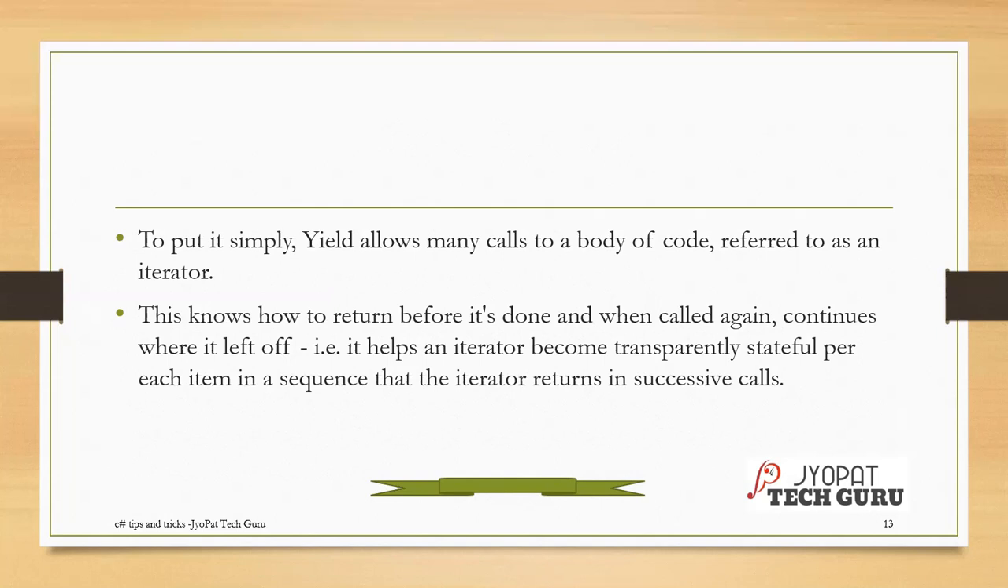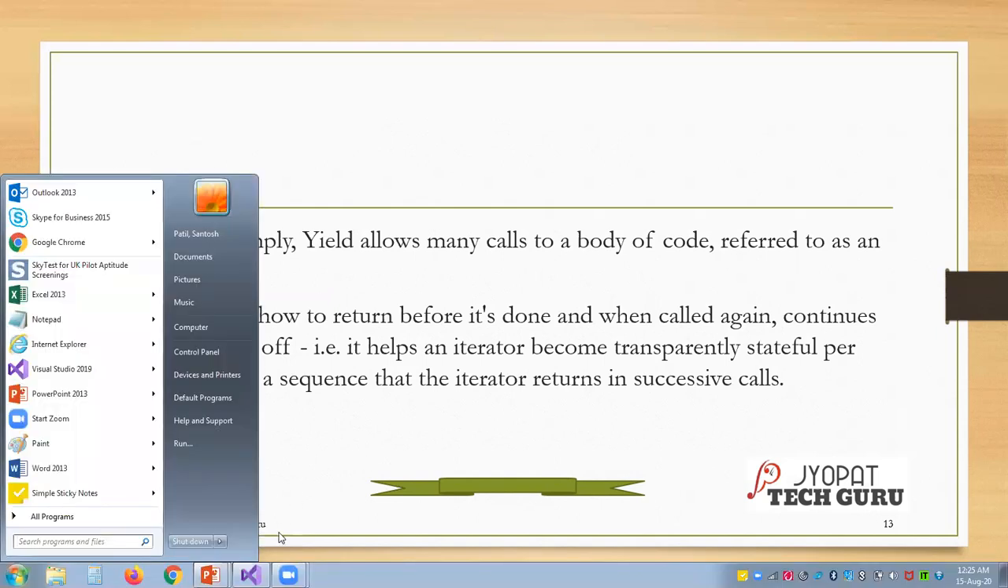That is, it helps an iterator become transparently stateful per each item in a sequence that the iterator returns in successive calls. So how many iterations should happen and at what point it has left, it is going to keep track of all the things. So let us try to understand by an example.